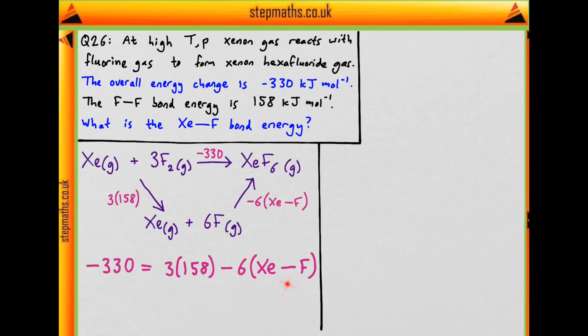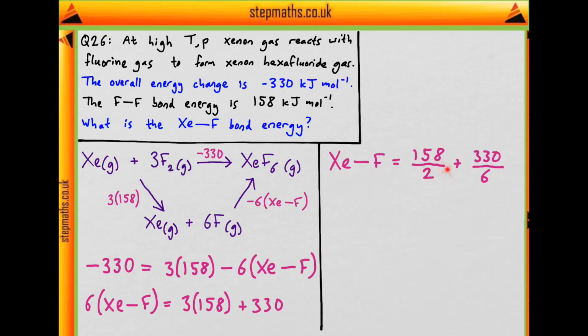And we want this value for the bond energy, so let's rearrange it. To give 6 xenon-fluorine bonds is 3 times 158 plus 330. Let's simplify this down, so dividing everything by 6 gives 158 over 2, because there's already a times 3, plus 330 over 6. And 158 over 2 is 79, and 330 over 6, well, over 3 would be 110, so over 6 is 55. And this comes out as 134 kilojoules per mole for the bond energy of the xenon-fluorine bond. So our final answer is C.